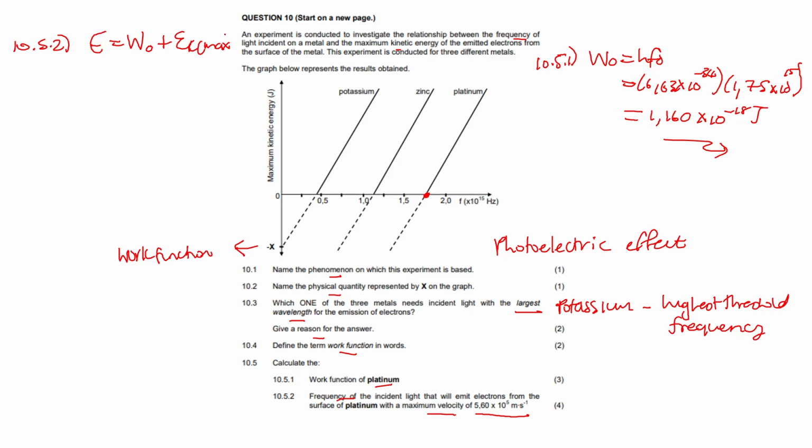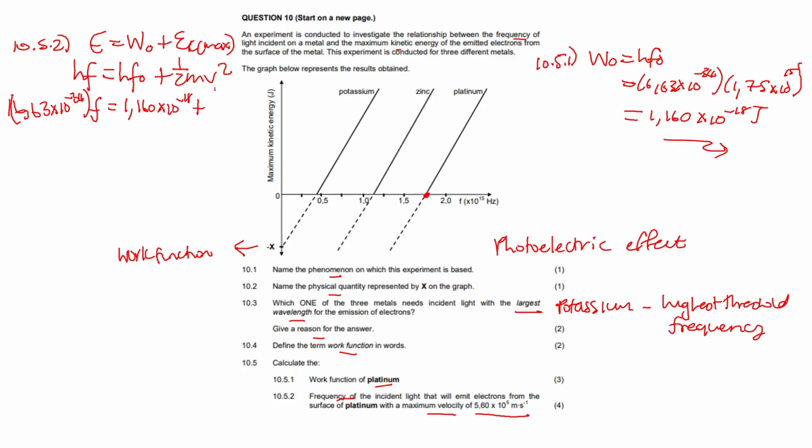They want maximum velocity. So you can expand the formula because you have to insert all the values, right? So Planck's constant times frequency. The work function is also Planck's constant times frequency plus kinetic energy, which is half mass velocity squared. So again, we have Planck's constant on our formula sheet, so we just jot that down. Our frequency is unknown. We have just calculated the work function of platinum, so we can just write that there, which is 1,160 times 10 to the power of negative 18.